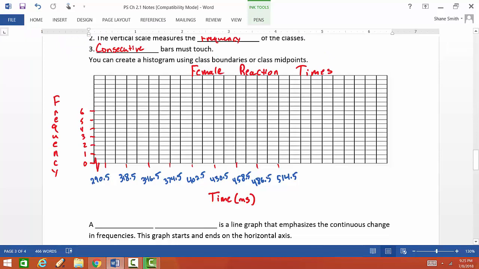And now we can create the bars. So my first class had a frequency of 5, and that was between 290.5 and 318.5. And I'll shade it so it's a little bit more apparent. My second class had a frequency of 4. And notice how the bars touch. Next one was 3. That goes back up to 5.